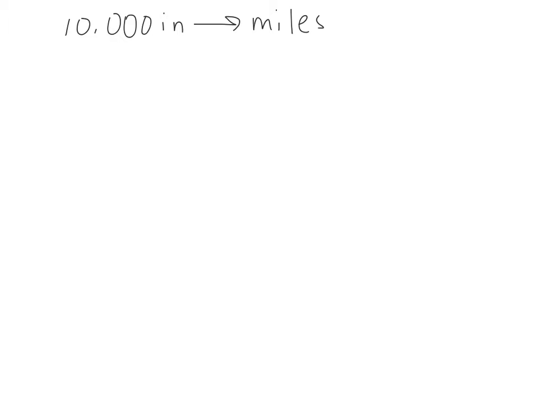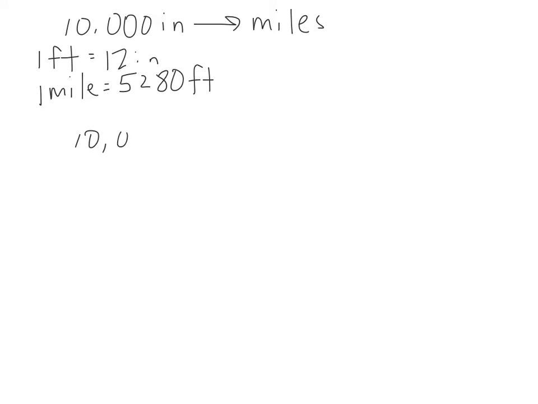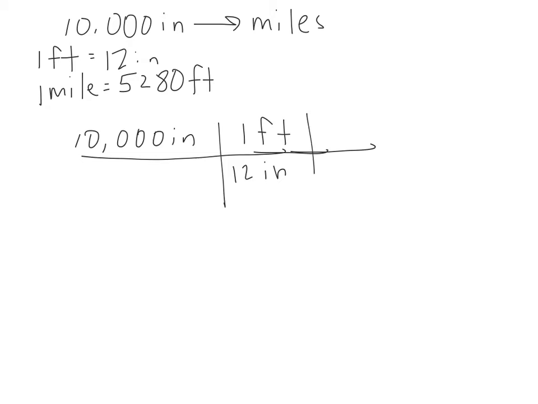The first thing, write down your equalities. So I know that in every foot there are 12 inches, and then in every mile there are 5,280 feet. Okay, so again, start by writing down what you're trying to convert. Then set up your table. Inches on bottom for the first one. For the second one, we've got feet on bottom, miles on top.